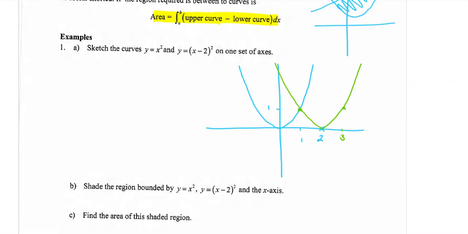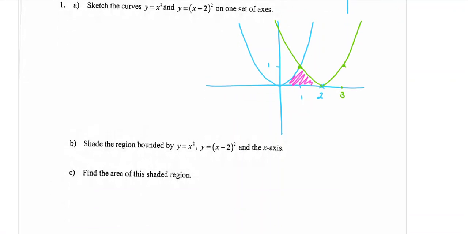It says to sketch them, and in part B to shade the region bound by those two graphs and the x-axis, which means I'm not really going between them. They're not on top of each other. They are next to each other, and I'm after this little part of area in here that is between them going down to the x-axis. Part C says to find the area bounded by this shaded region.